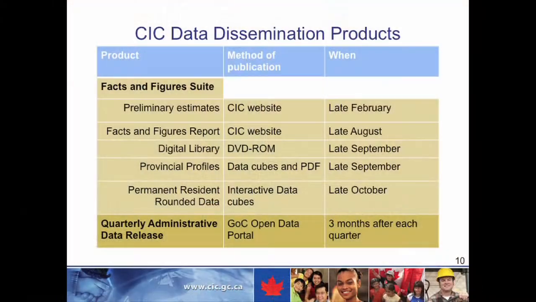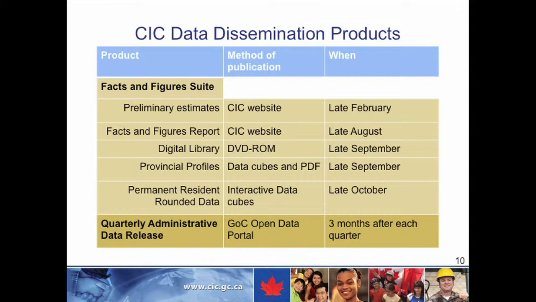And finally, the last slide, this is a list of the data that we make available to the public as part of the government's open data initiative. The other thing I'll mention, first of all, you'll see there's what we call the facts and figures suite. So generally in late February, we post on the internet preliminary estimates for immigration. Then in late August, the actual facts and figures report, which contains the final estimates, is available.